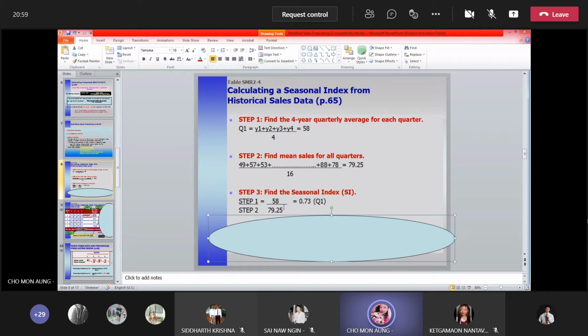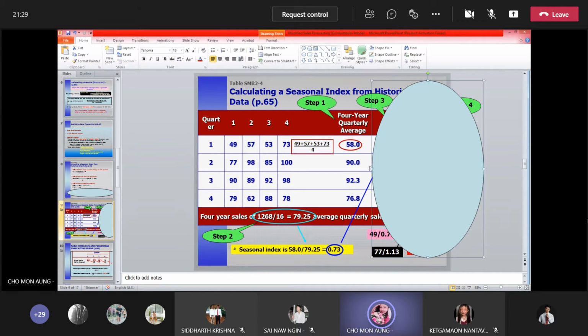So here is the example. From step 1, we get 58. Step 2 is 79.25. So we get the seasonal index for quarter 1. But what you have to do is, you also do step 3 for the other quarters. The table I'm showing you here is only for quarter 1. So what about quarter 2? Now come to this table.